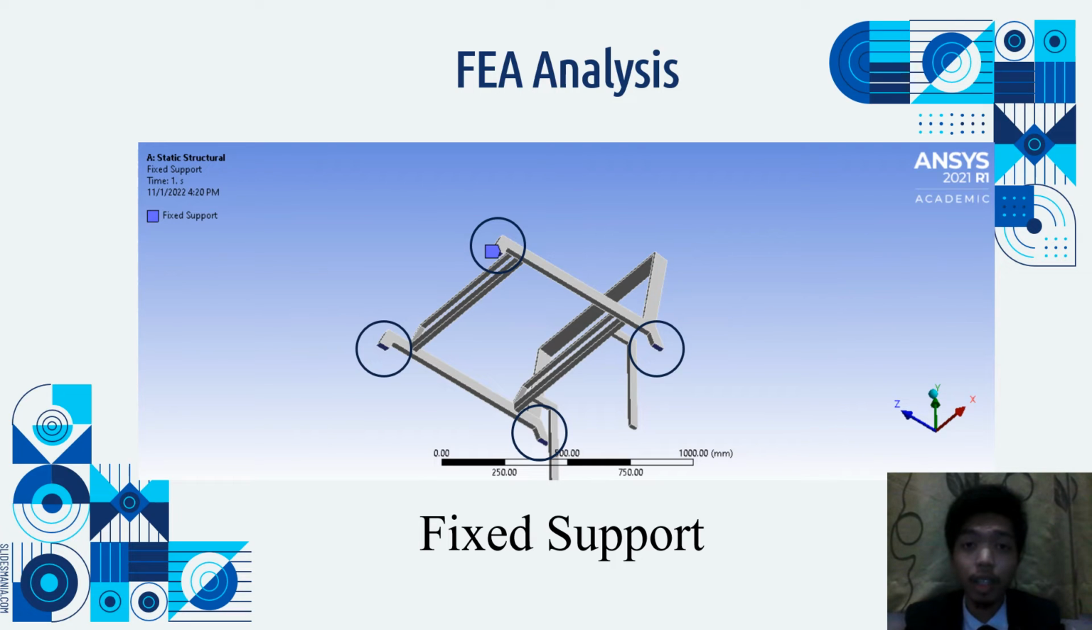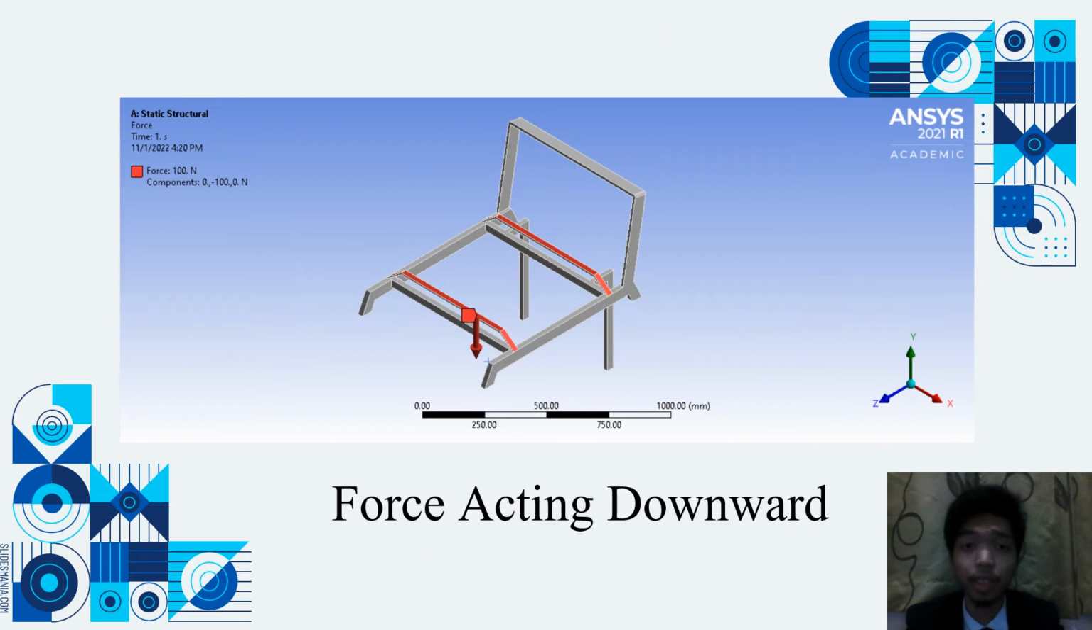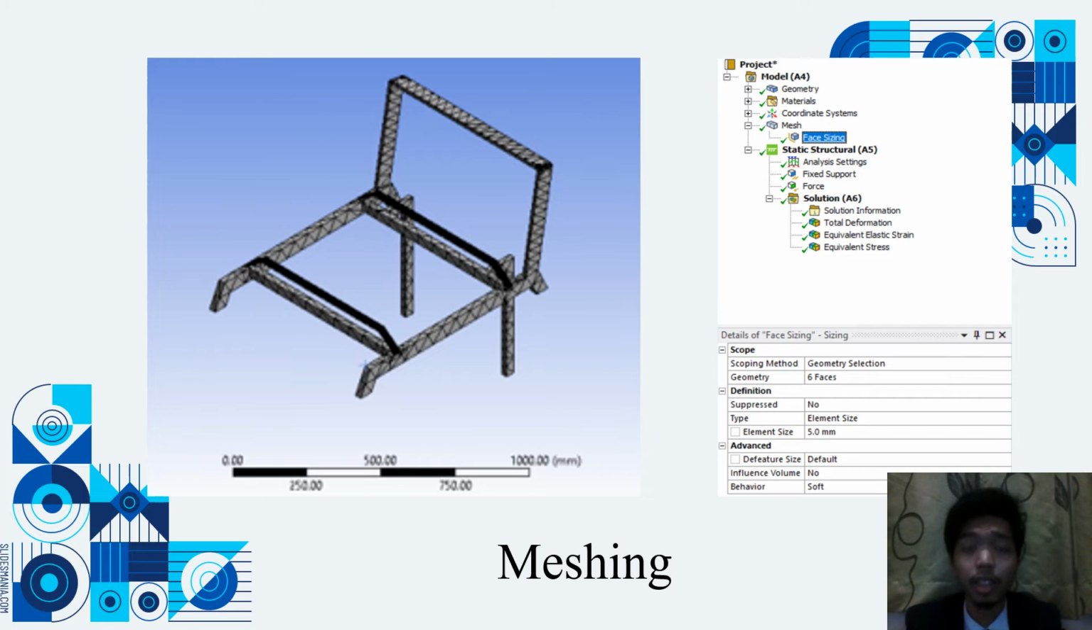I've done an FEA analysis on the frame design. Before we start with the analysis, we need to set a few constraints. The first one is fixed support. There are 4 fixed supports at the frame design, which is the area that connects to the hull. Second, we place the force acting downward at the frame design bar. We place 100 Newton at the bar of the frame design produced by the electronic box load. The last constraint is meshing. I set 5 mm face sizing at the bar of the frame design to get more accurate data.